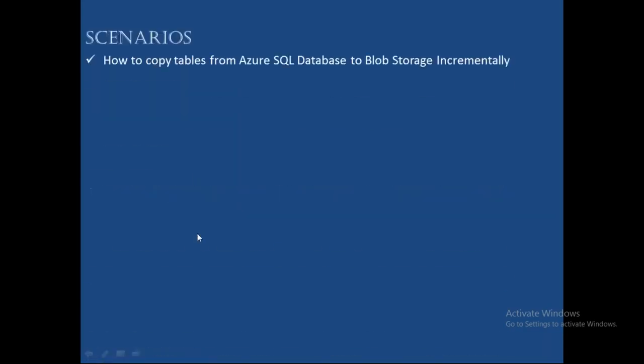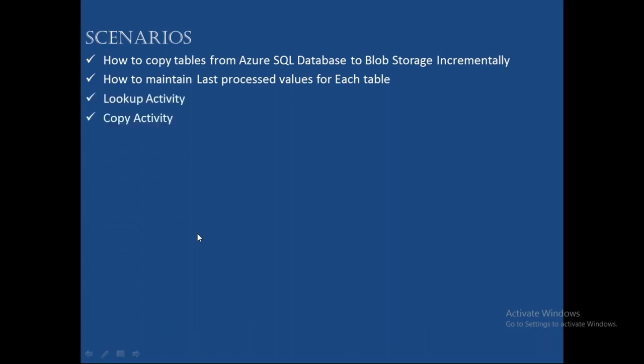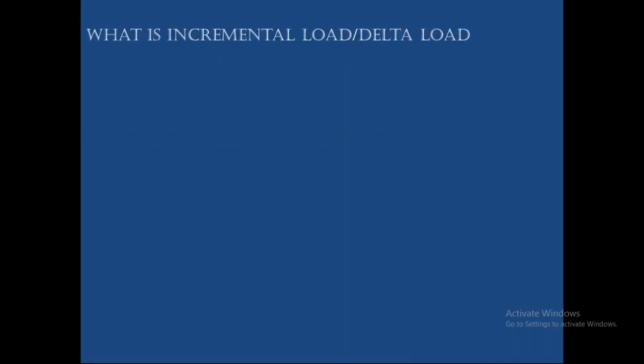Let's go to the scenarios directly. In scenarios, we are going to see how to copy tables from Azure SQL database to the Blob storage incrementally. Next, how to maintain the last processed value for each table. So how will you identify how many values you copied into the Blob storage? For that, we need to store something called the last processed value. That means what is the record you copied last time, till what record you copied. That particular last processed value we need to maintain in some table. For this requirement, we are going to use the lookup, copy activity, and stored procedure activity. Now, what is incremental load or delta load?